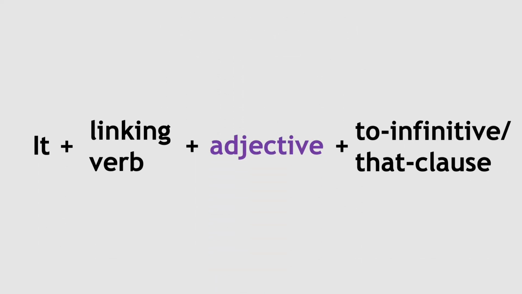So structure A: we will use adjectives in place of the modal verbs in order to show modality. For example, we can have a sentence structure starting with it, followed by a linking verb, and then an adjective followed by either to-infinitives or that clauses.